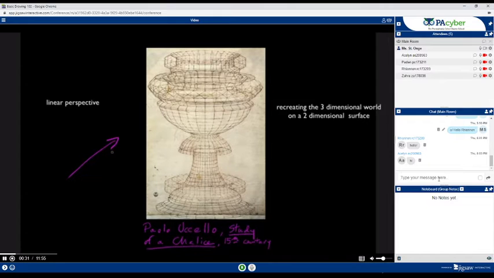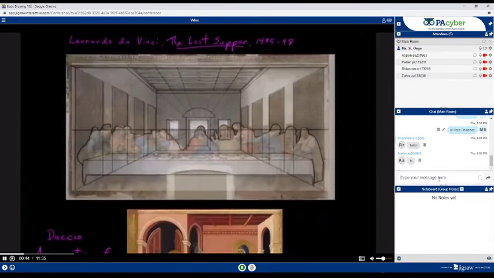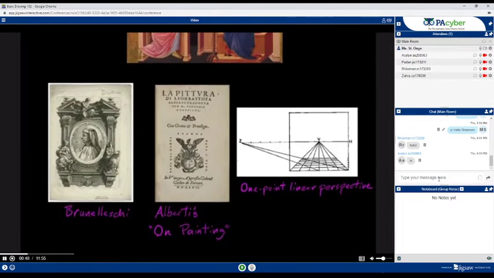Well, look at this Paolo Uccello. Look at this study of a chalice. This wasn't done on a computer. This was done with pen and ink on paper. No Photoshop. No Photoshop. So let's give a little bit of historical background, and then we'll talk about how it's done. Okay, so let's start first with what the problem was.